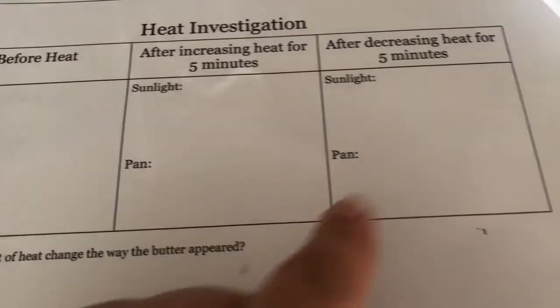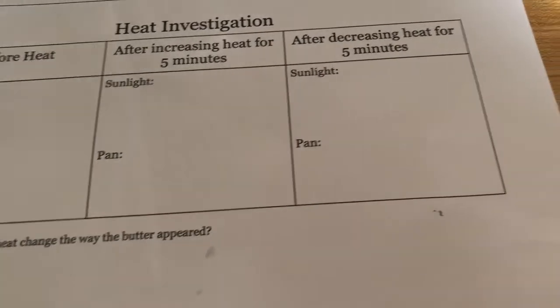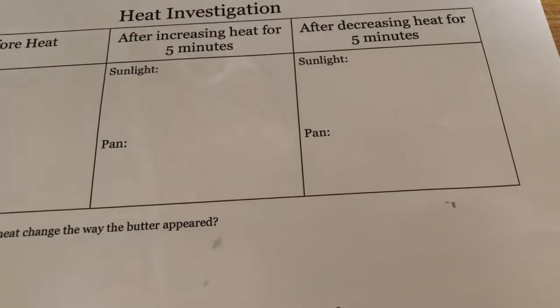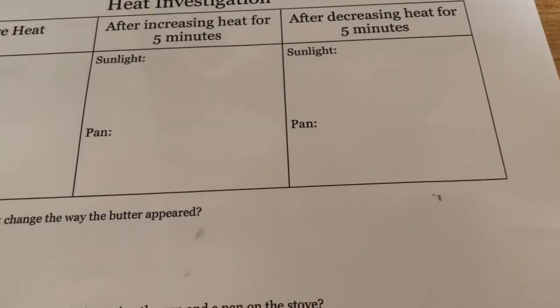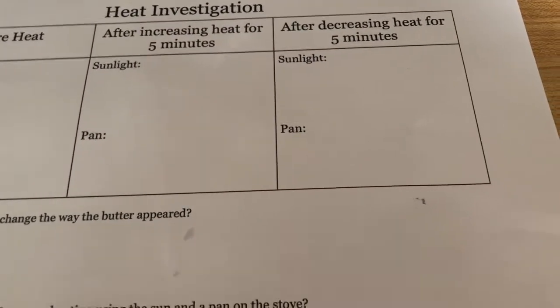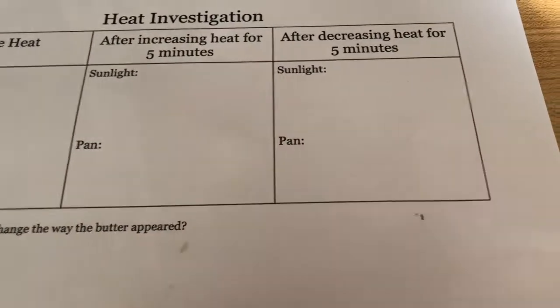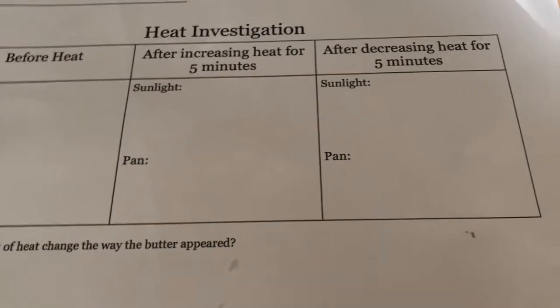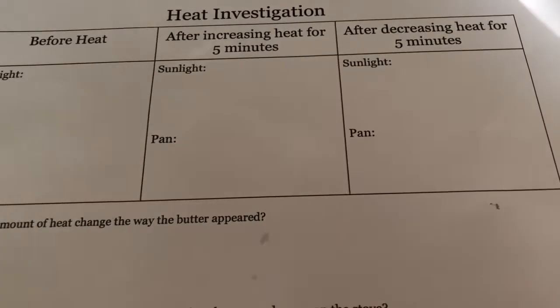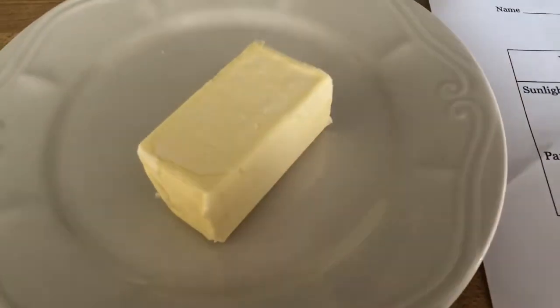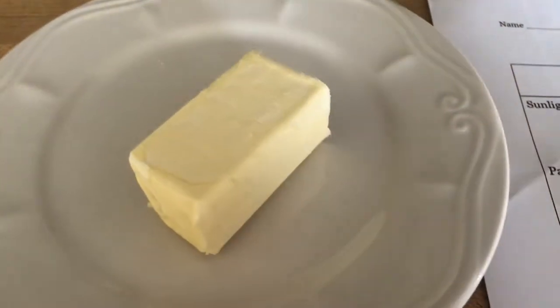Then after those 5 minutes, I'm going to take the butter out of the pan, and I'm also going to take the butter out of the sunlight, and we're going to see the changes that happen in the butter after decreasing heat energy for 5 minutes. But before we do that, we want to write down what we observe before we add any heat energy or before we decrease heat energy.